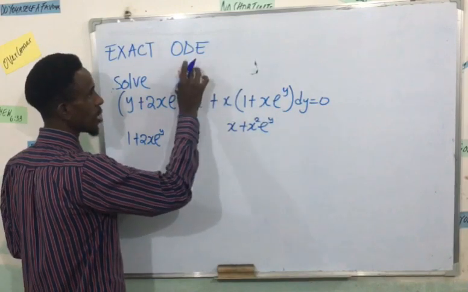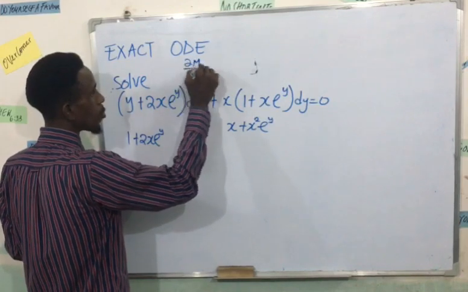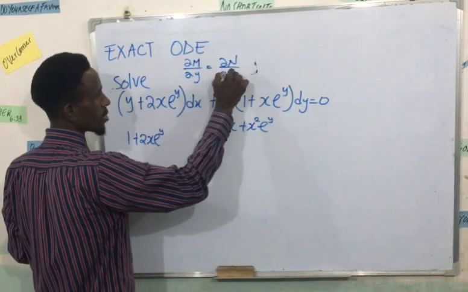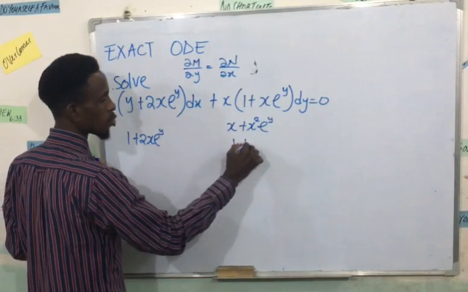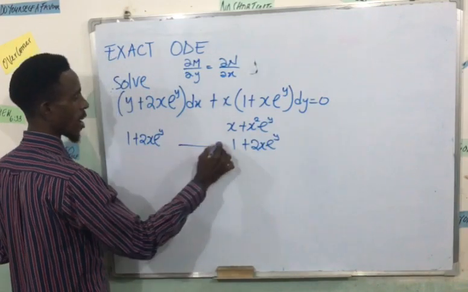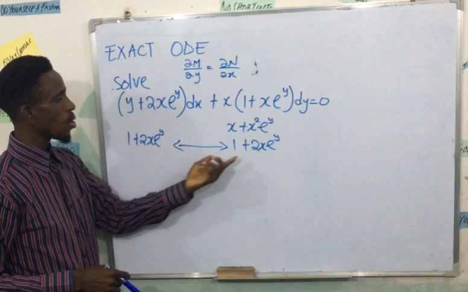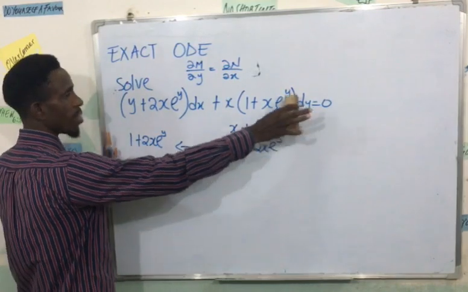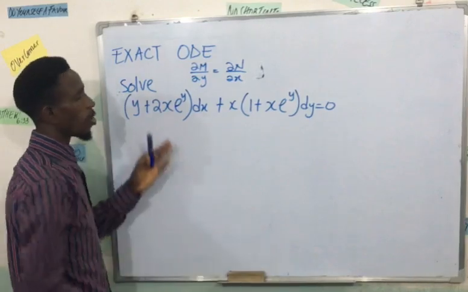Look at the necessary condition. It says that I'll differentiate M with respect to y. It has to be the same when I differentiate N with respect to x. So I'm differentiating this with respect to x. Differentiate this, I'm going to have 1 plus, if I differentiate this, 2x exponential y. So if you check, these two results are equal. You have 1 plus 2x exponential y, 1 plus 2x exponential y. So in the simplest form, this is an exact ordinary differential equation.